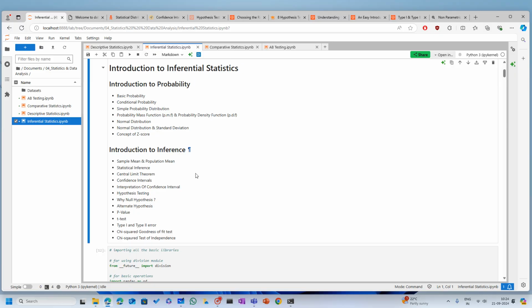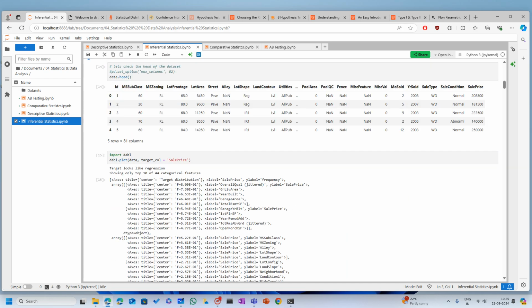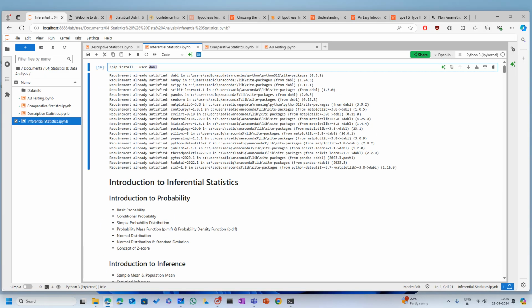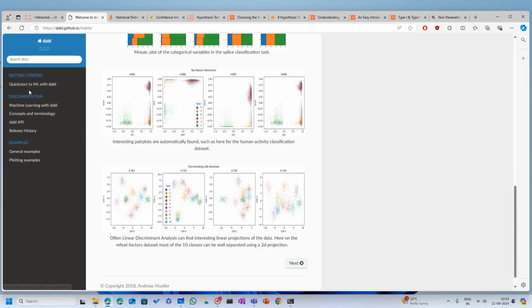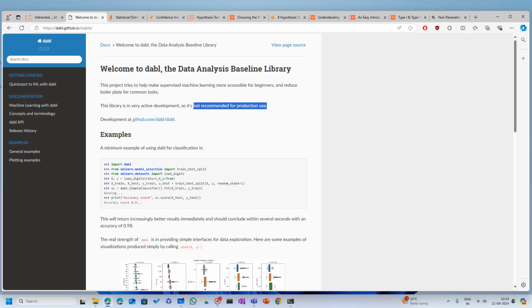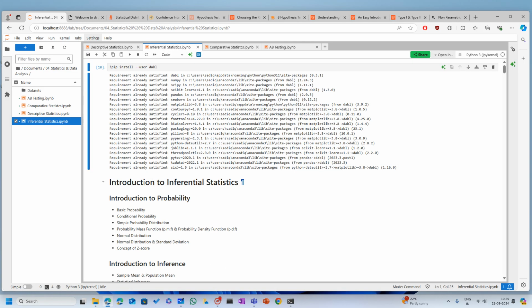Now, we are just reading the data here, and in probability again, I'm making use of a library called dabble, a data analysis library. I have given the link here for dabble, so you can go ahead and read it, but this is only for your understanding, it is not meant for production use. You can go ahead and generate some scores for your understanding. That's what I wanted to call out clearly.